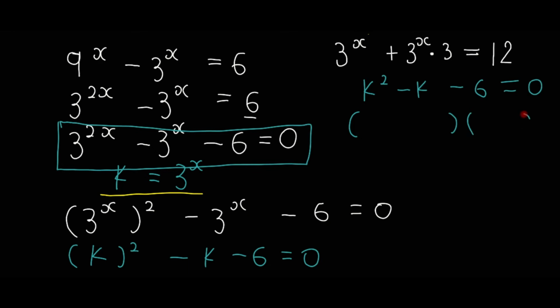Re factorize always re ba le 2 brackets, and then re la re mo re na le k, and then mo re na le minus, and then mo ra ba le positive, and then mo ra ba le 3, and then ra ba le 2. So from there re solve for k. So re la gore k is equals to 3 or k is equals to minus 2.